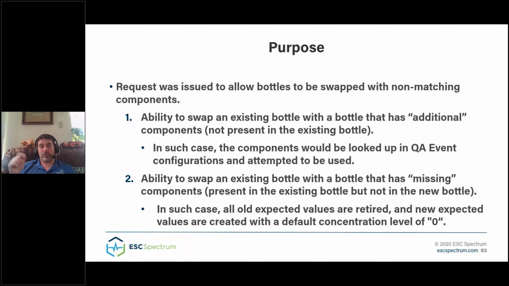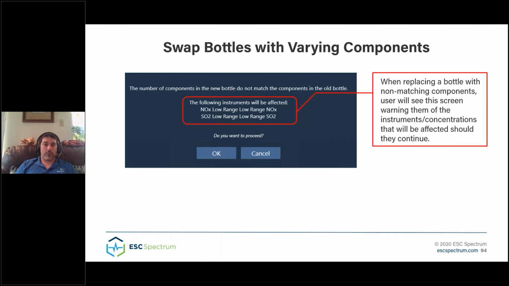And also, if the bottle you're trying to swap in is missing a component that was expected, it'll just use a default concentration level of 0. So for example, you try to swap out the bottle, it says, hey, the number of components in the new bottle do not match the components in the old bottle. And so when replacing with non-matching components, the user will see this warning screen indicating to them the concentrations and making sure that they're okay with continuing.